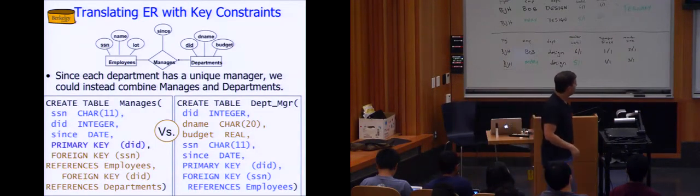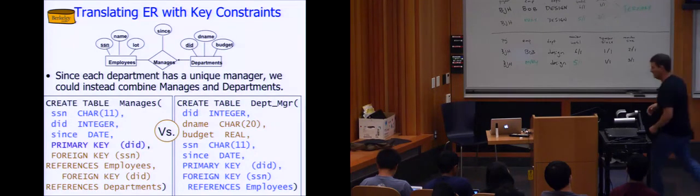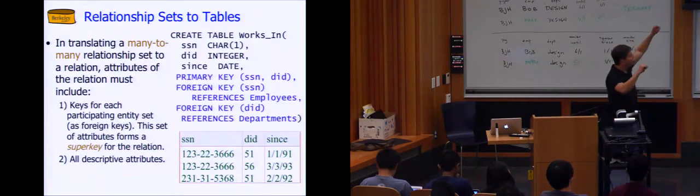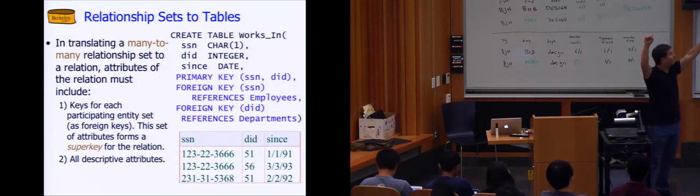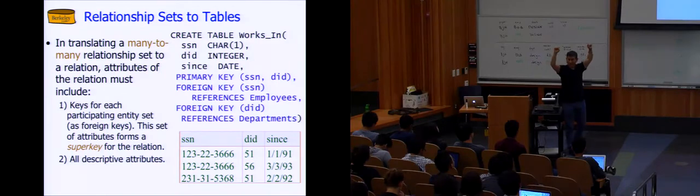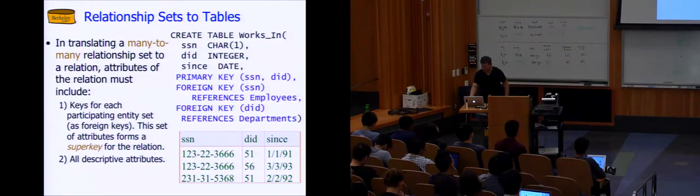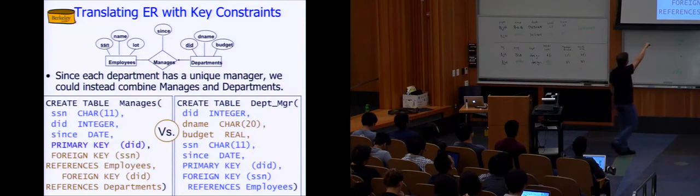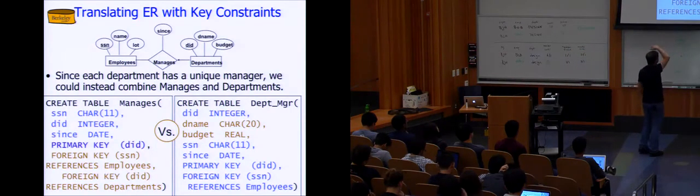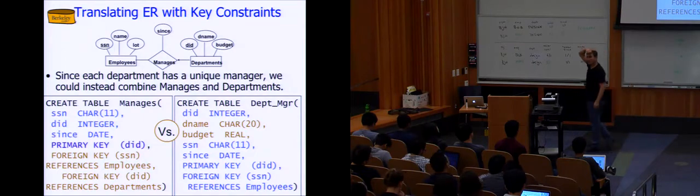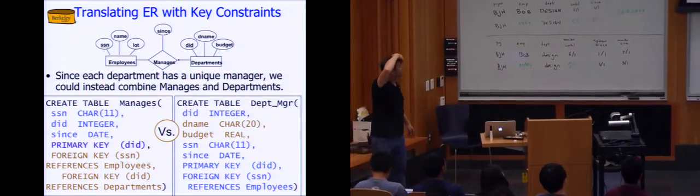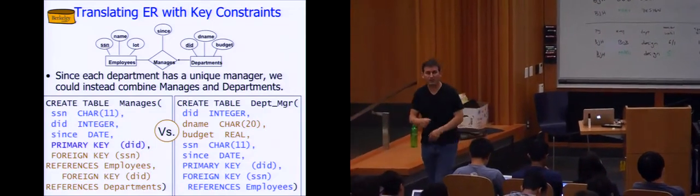In this manages table, remember that the primary key for many-to-many in the previous one, the primary key of this relationship set, was the two foreign keys, SSN and DID. Works in: SSN, DID captures one of those edges. Now look at this one, left-hand side. The primary key of manages is just the department ID. It's just the department ID. What's that about? What happened to the employee? Why isn't Social Security number part of the primary key here?